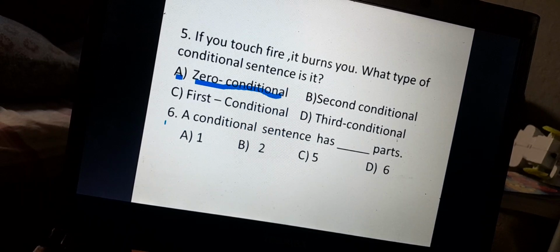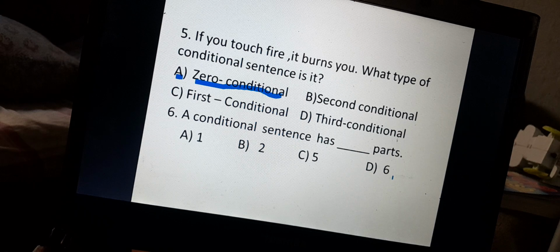And number 6, a conditional sentence has blank parts. A, 1, B, 2, C, 5, D, 6. Try to guess to respond to this question correctly. This question is about the parts of a conditional sentence. So what parts are there for conditional sentences? That is the question.